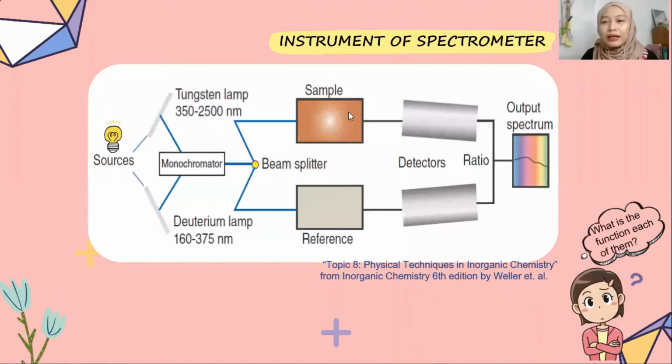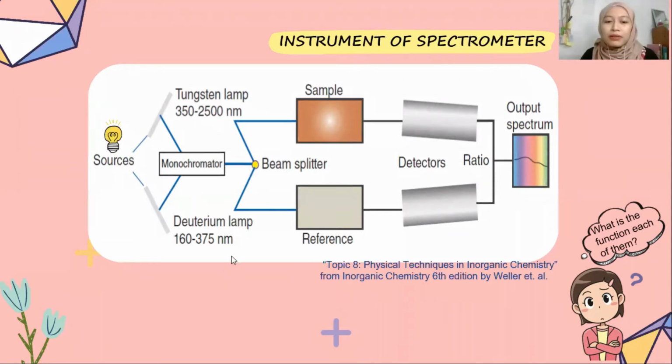There are 7 types of basic instrument that you have to remember, which are the light source, monochromator, beam splitter, sample, reference, detectors, ratios, and also the output spectrum. So what is the function of each of them?